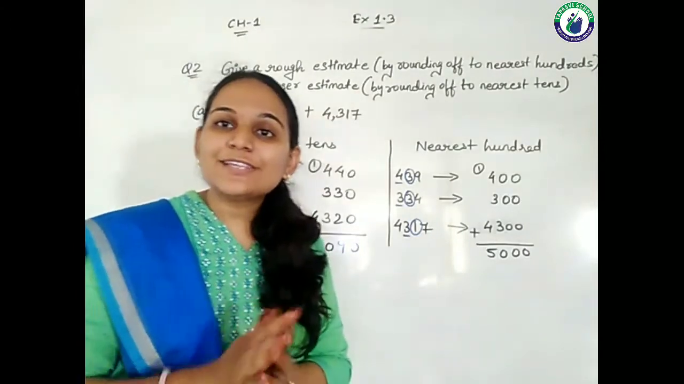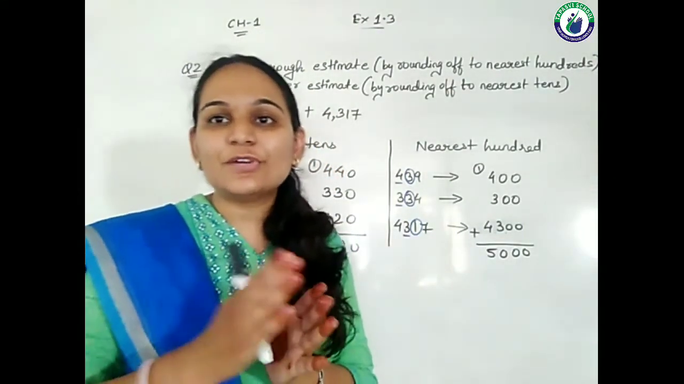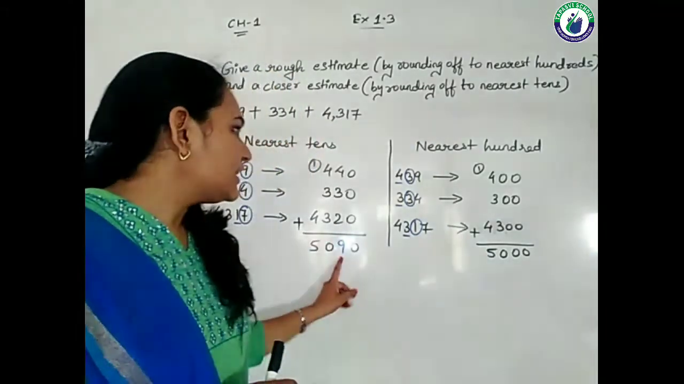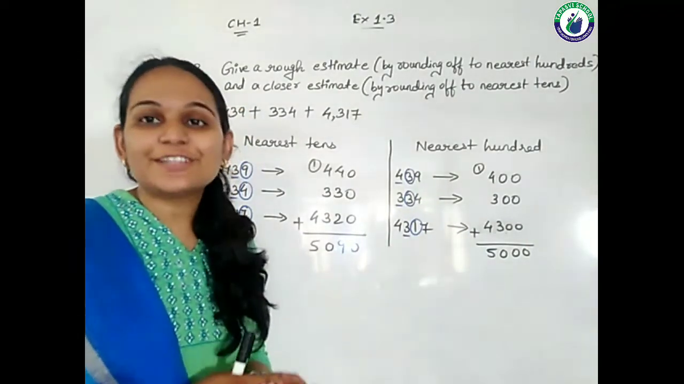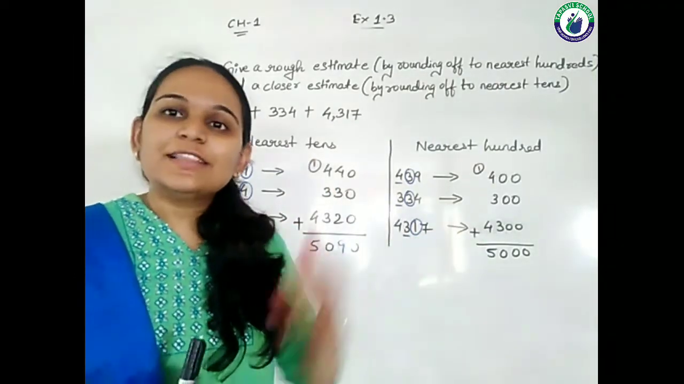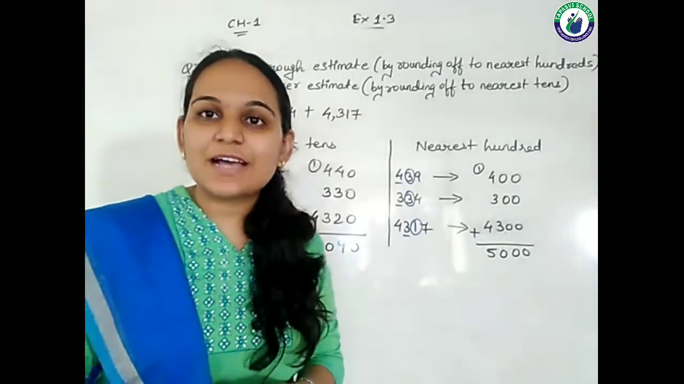So as you go a little further, there will be a difference in the answer. See the rounding to the nearest tens answer and the rounding to the nearest hundreds answer. So there is a little difference in it. If you go further, there will be a bit more difference in the answers.